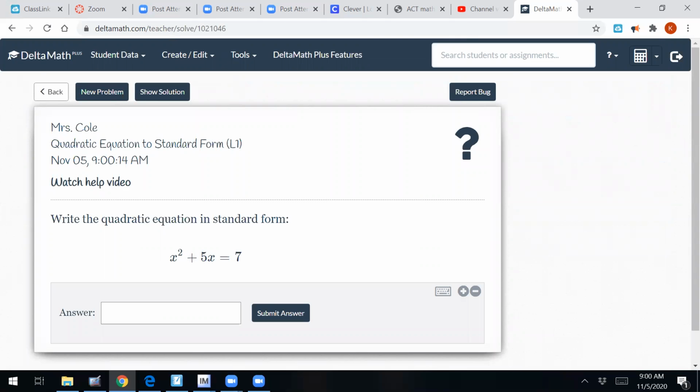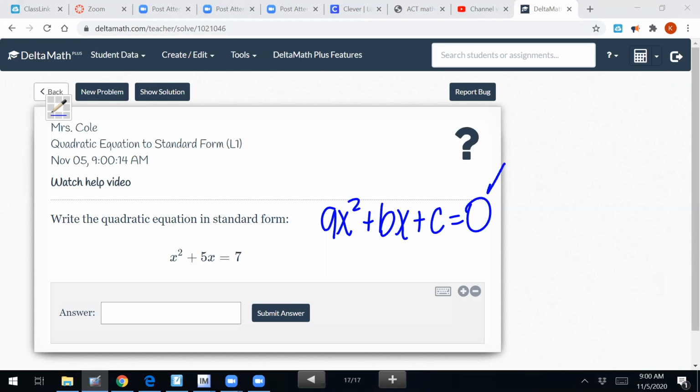Okay, so these may be the problems that you've already done, or they may be completely different, okay? We're just going to pop through these and do some different problems, and make sure you understand what you're supposed to be doing. This one says, write the quadratic equation in standard form. Remember that standard form is ax squared plus bx plus c equals 0. This is what's so important, it has to equal 0.